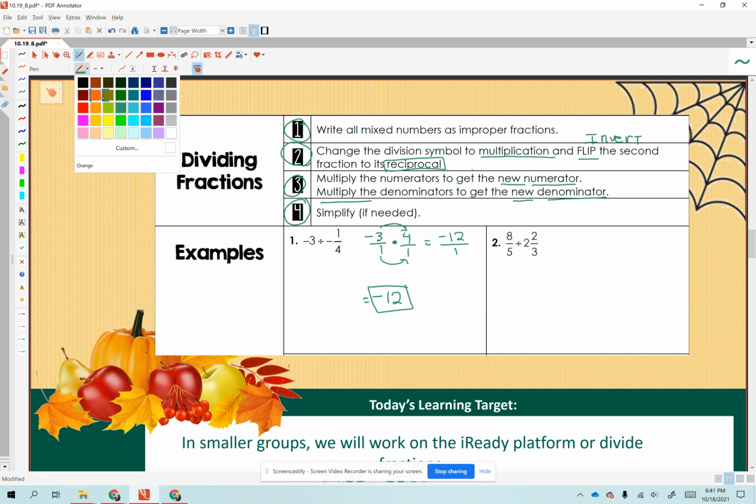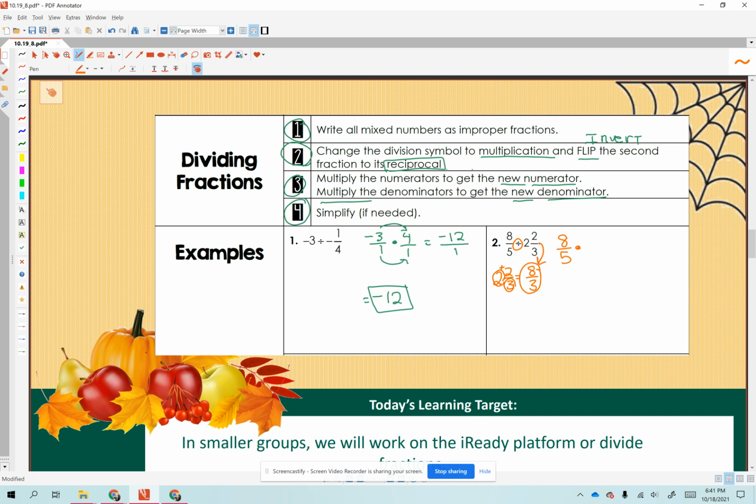So for number 2, we have 8/5 divided by 2 and 2/3. So we'll start with the 8/5, and that 2 and 2/3, we have to make an improper fraction. 3 times 2 is 6, plus 2 more is 8. That would be 8/3. Now we have to invert that and change the division to multiplication.